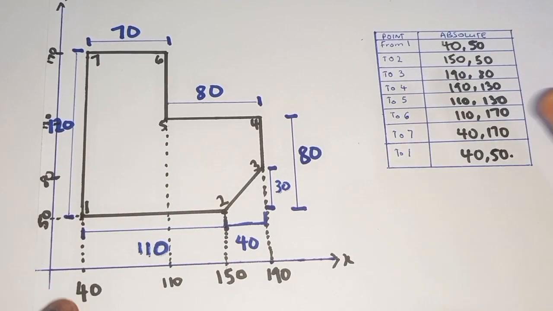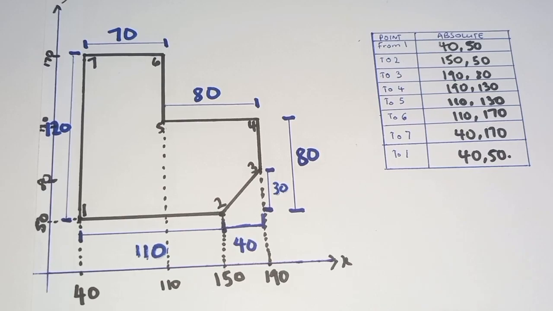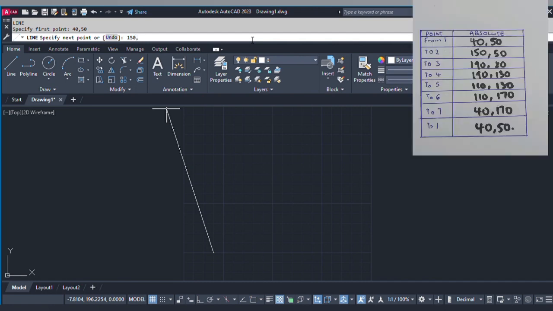So we're drawing this, you have this table, then punch these values inside the command prompt. That's 150, 50. Next point, 190, 80. The next point we see 190, 130.